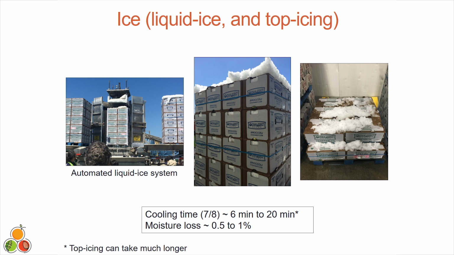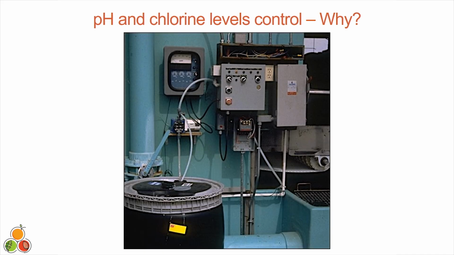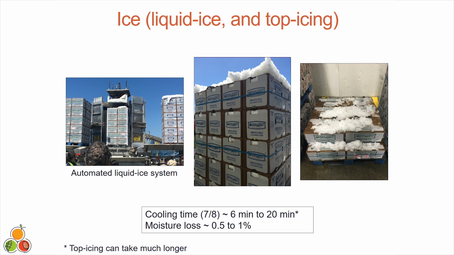Same consideration when you're doing ice or liquid ice or top ice cooling. This is a method that is broadly used in broccoli and others, where you have this automatic liquid ice that injects or forces the ice through the boxes. Moisture loss is almost non-existent, and cooling times can be 6 to 20 minutes. Top icing can take much longer, so just placing it in ice, not doing anything, but forcing this liquid ice through the boxes, very fast rates of cooling.